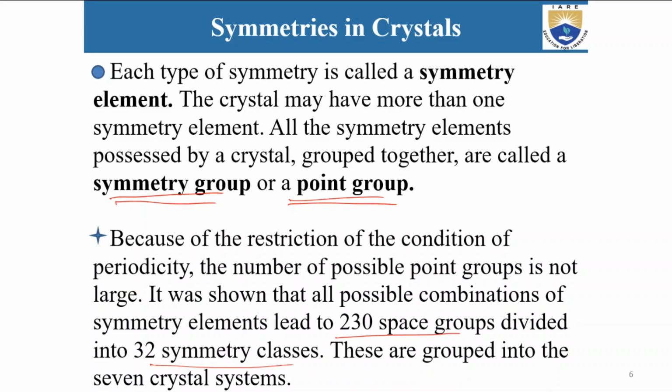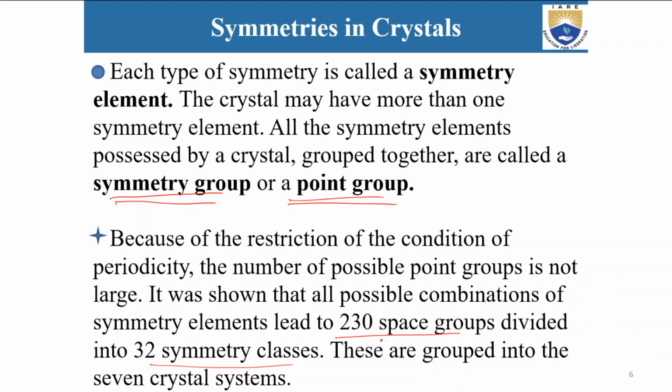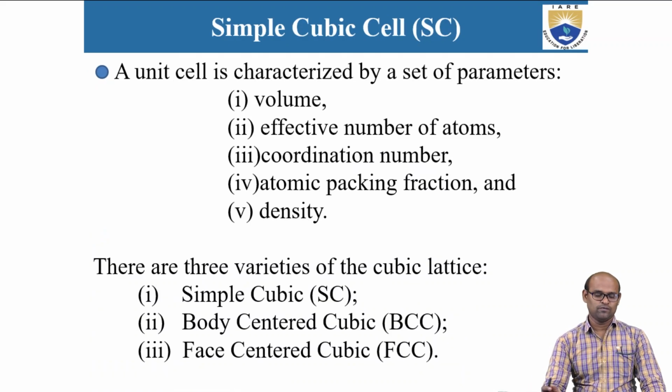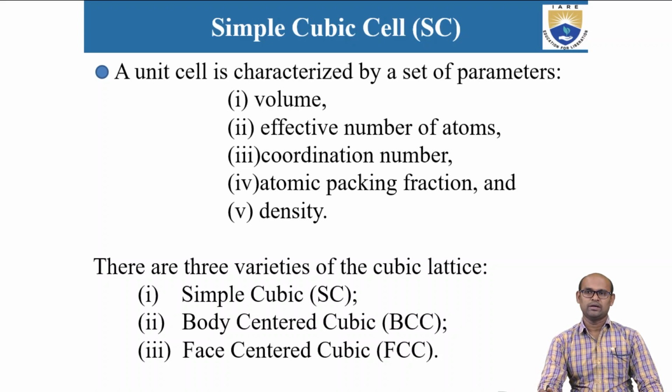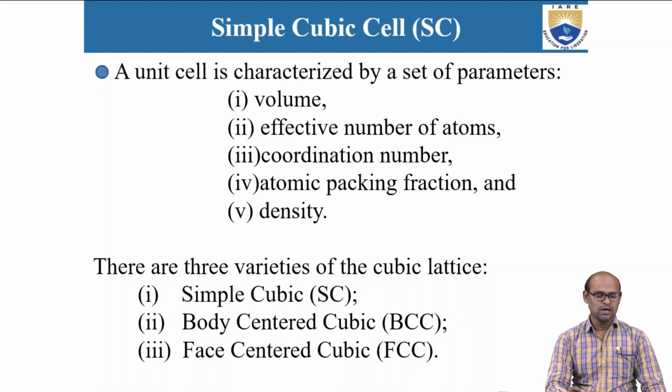And Bravais showed that there are only 14 different types of lattices, and you can group these 14 types of lattices into 7 crystal systems. Similarly, you can perform different symmetry operations, and you find there are only 230 possible space groups, which are divided into 32 symmetry classes. And these 32 symmetry classes are grouped into 7 crystal systems, which we have discussed in the earlier presentations, right? So the first one is cubic, then tetragonal, orthorhombic, trigonal, rhombohedral, right? So there are 7 different types of crystal systems that we have discussed in the earlier presentations.